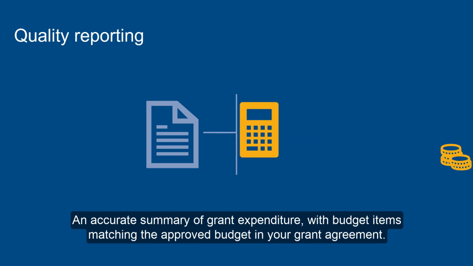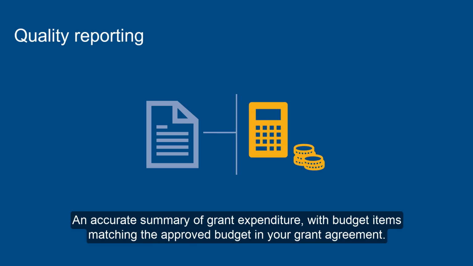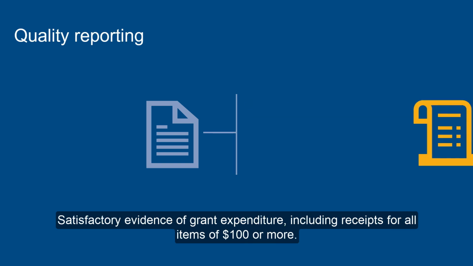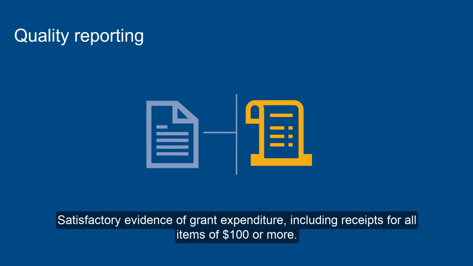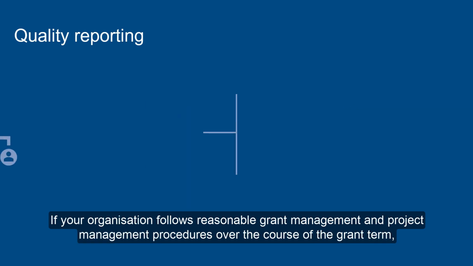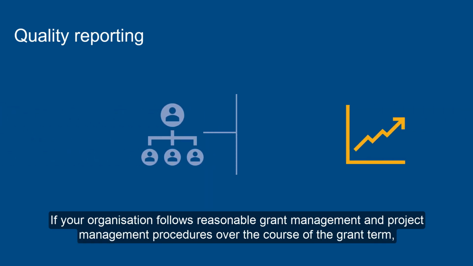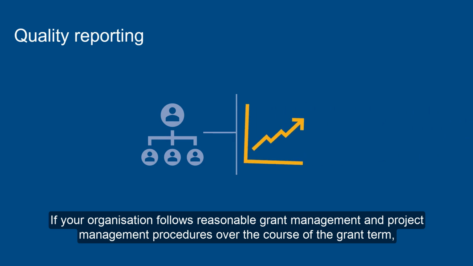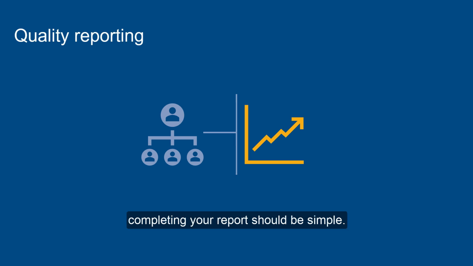An accurate summary of grant expenditure, with budget items matching the approved budget in your grant agreement. And satisfactory evidence of grant expenditure, including receipts for all items of $100 or more. If your organization follows reasonable grant management and project management procedures over the course of the grant term, completing your report should be simple.